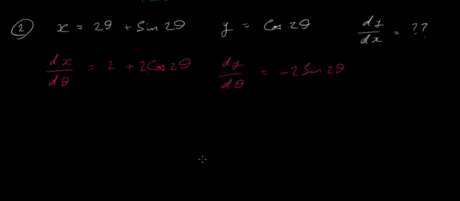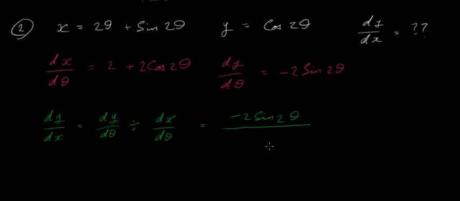And that's it. Now I've got to find dy dx. So let's do that. dy dx we know is going to be equal to dy d theta divided by dx d theta. So in this particular case, dy d theta is minus 2 sine 2 theta, all divided by 2 plus 2 cos 2 theta.